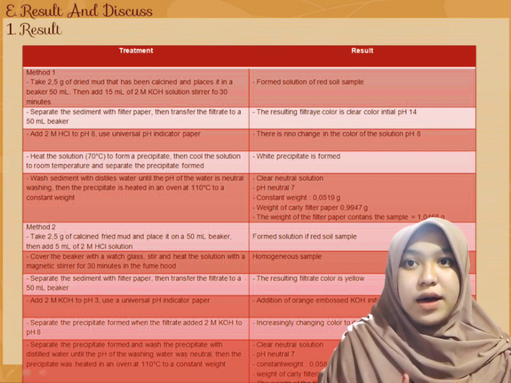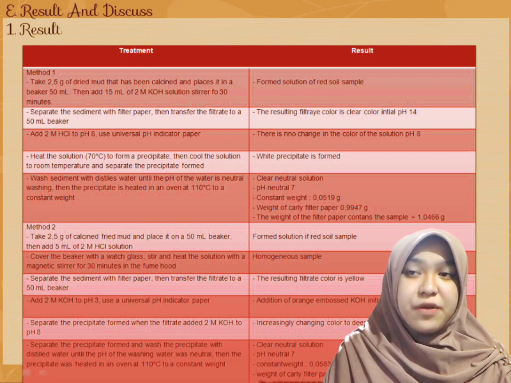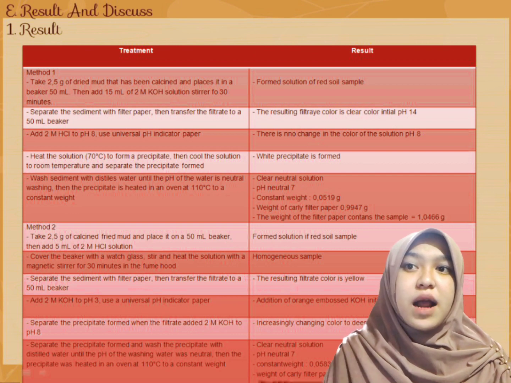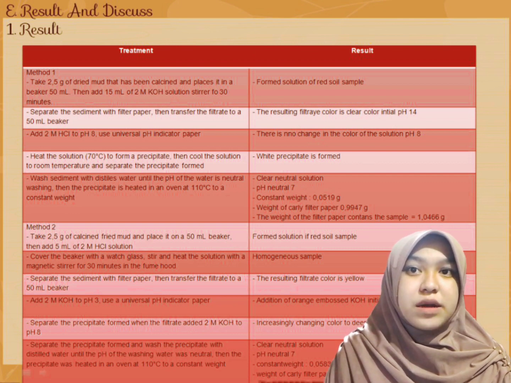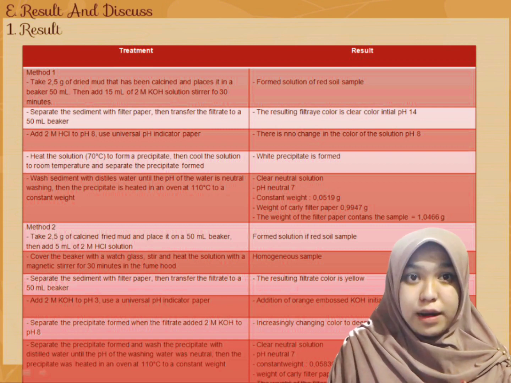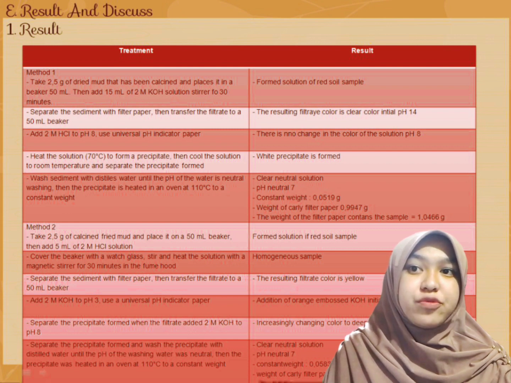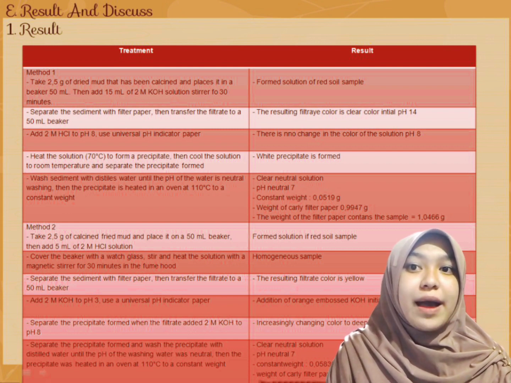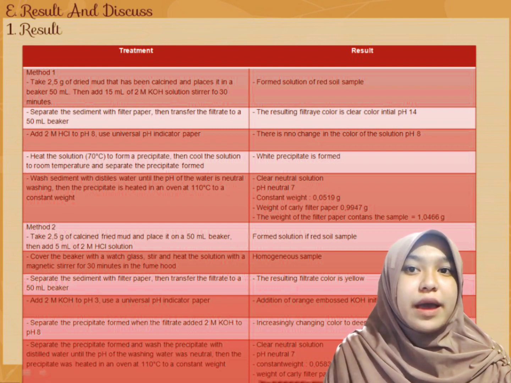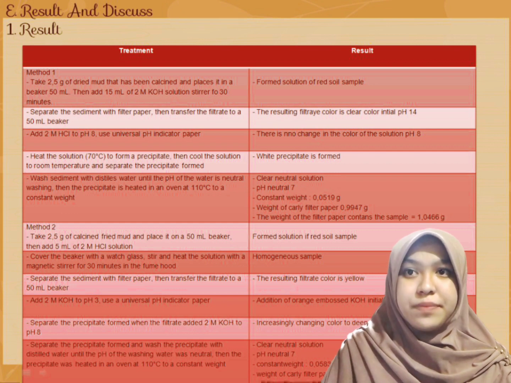Transfer the filtrate to a 50 milliliter beaker glass. Result: the resulting filtrate color is yellow. And add 2 molar KOH to pH 3, using universal pH indicator paper. Result: upon addition of KOH, the initial pH is 1.